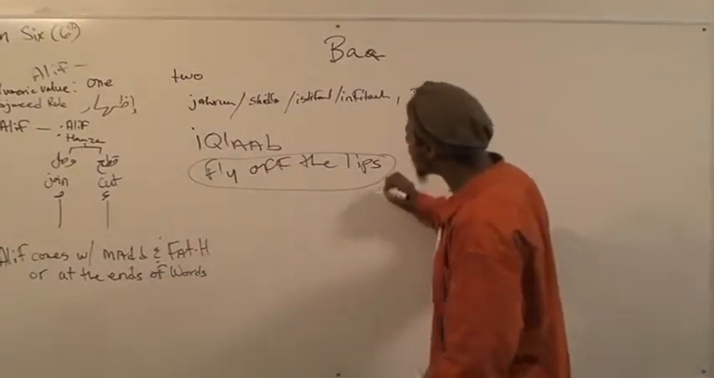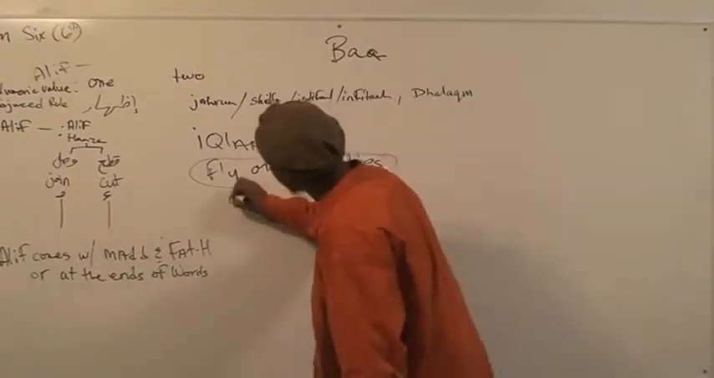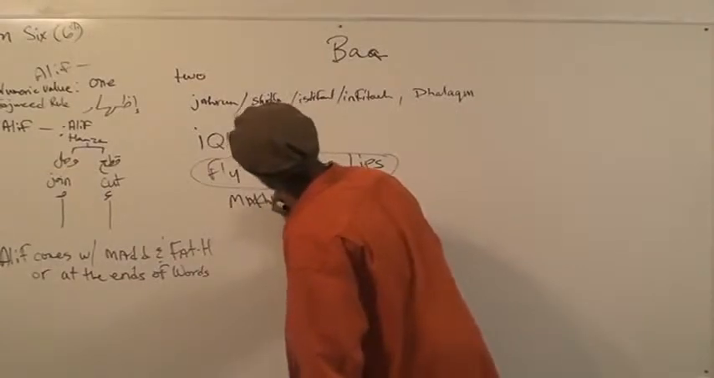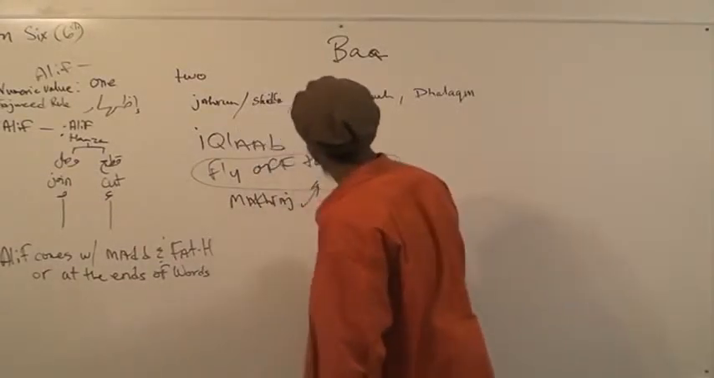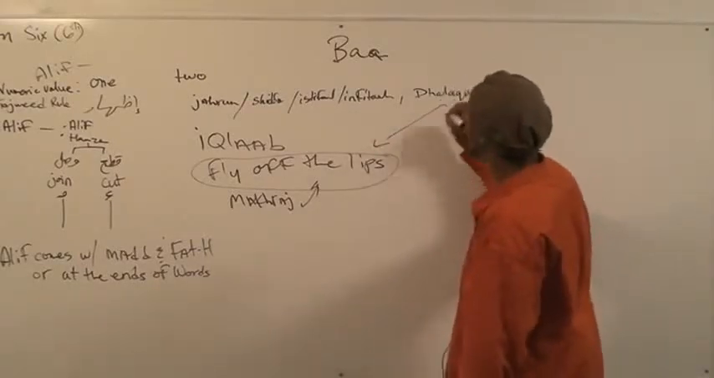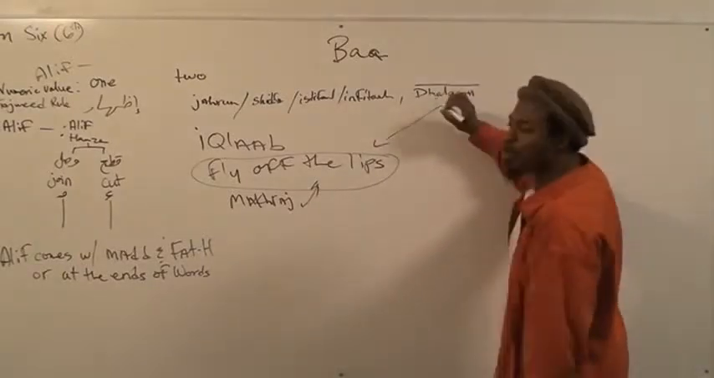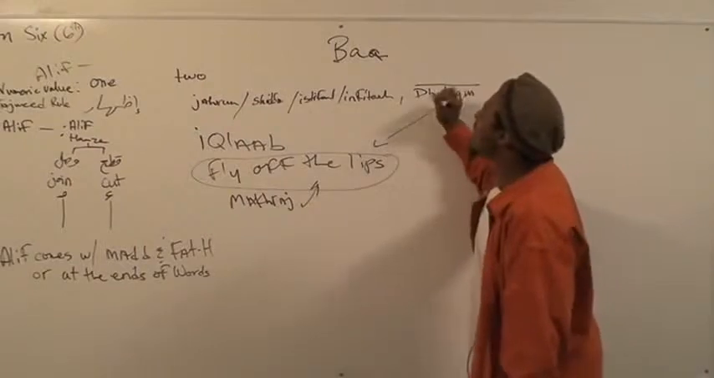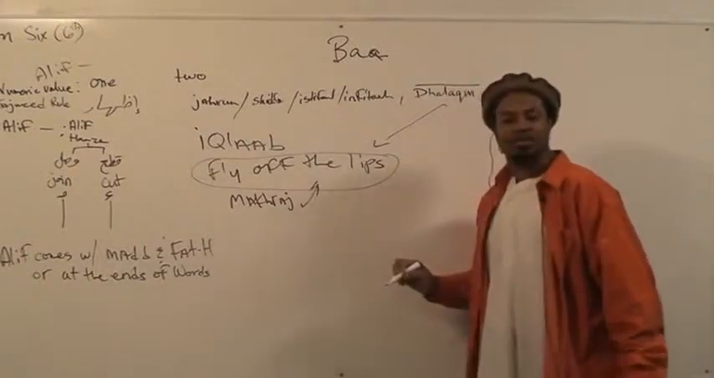Fly off the lips. And the makhraj, it said the makhraj is the same. So the makhraj is to fly off the lips. The point of articulation. And dhalakun is a technical word that lets you know that this letter ba comes off the lips.